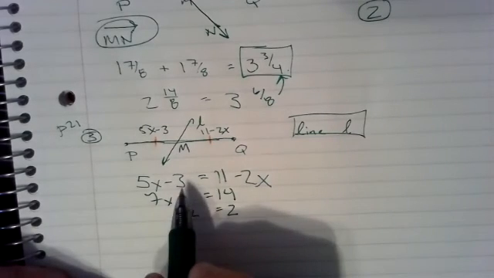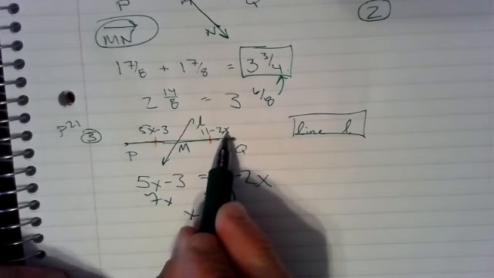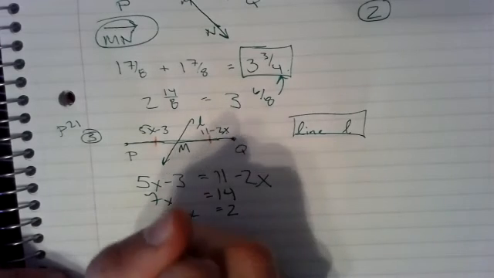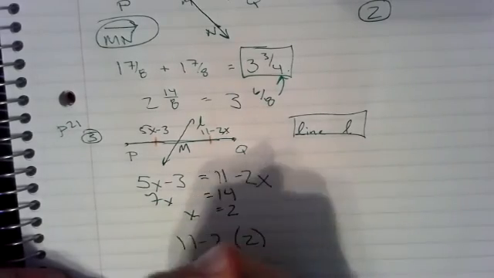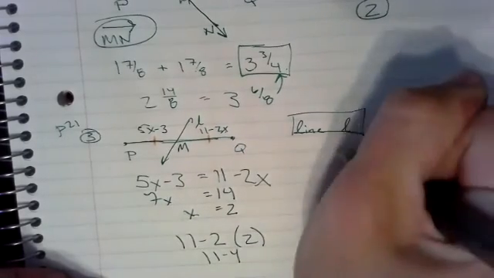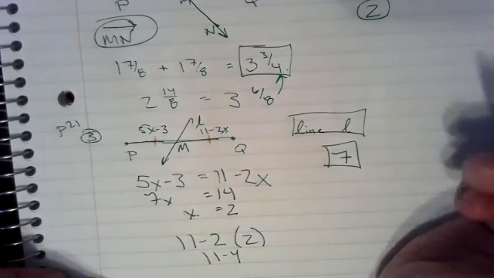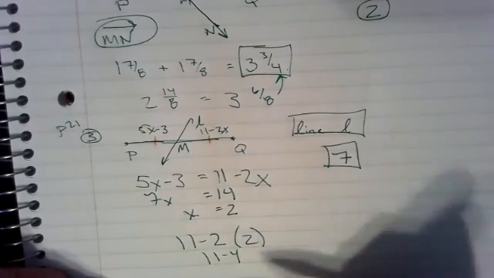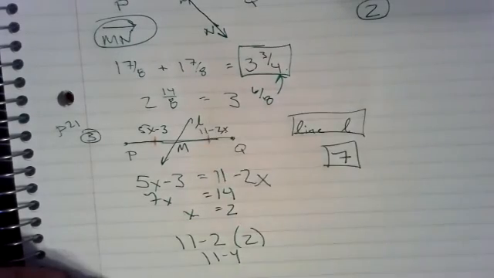The question, the directions say find MQ. I just found x. So let me go ahead and plug that in. 2x for MQ. 11 minus 4 is 7. So line segment MQ is equal to 7 units. If you missed why I did that, pause, rewind right now.